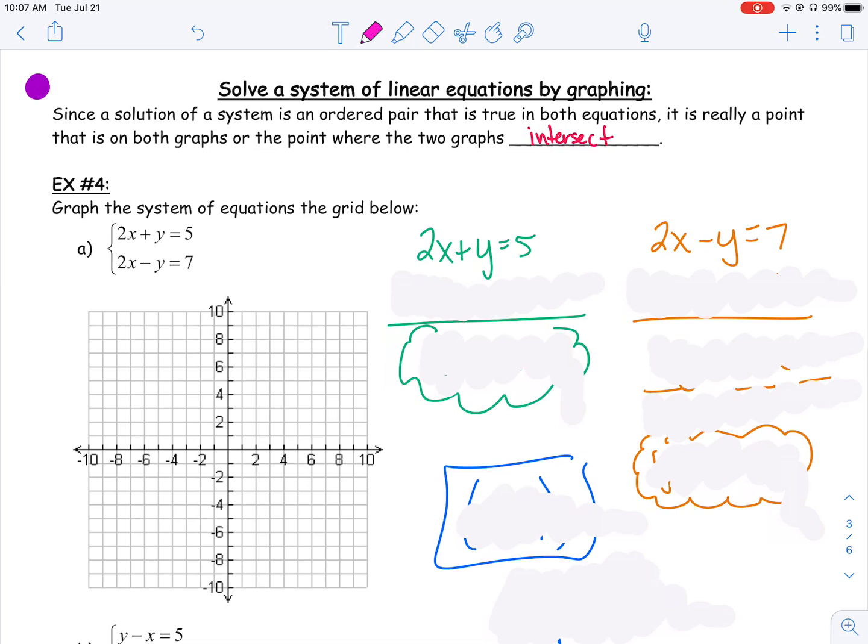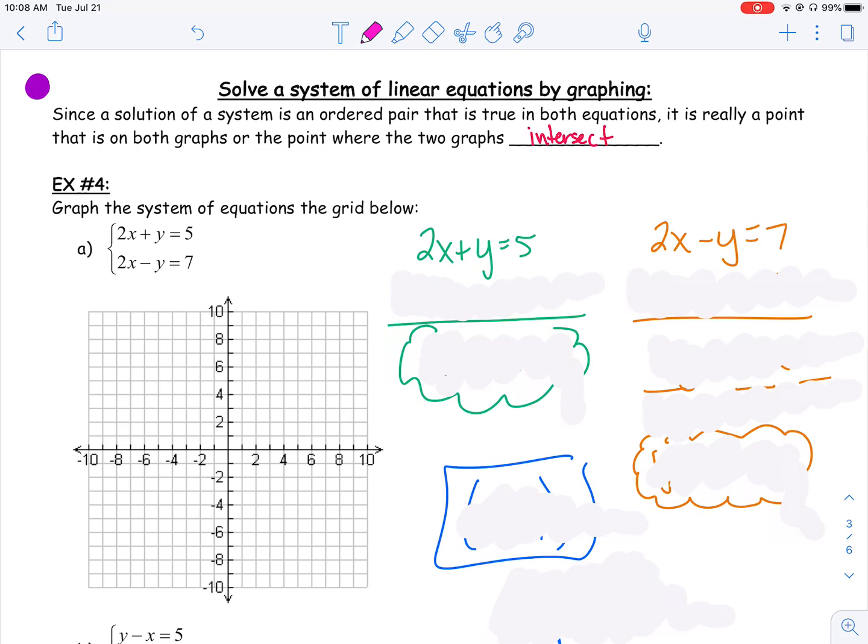Now there's actually three different ways to solve a system of equations. We can solve it by graphing, we can solve it by substitution, and we can solve it by elimination. In this video, we're going to talk about how to solve it by graphing. In 8.2, we'll talk about the other two methods of solving a system.